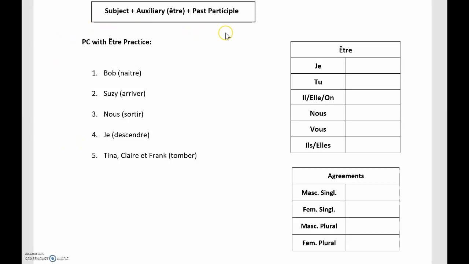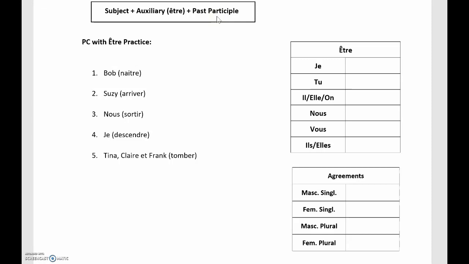Here I have my formula for the passé composé, just as a little reminder to myself that I need both an auxiliary and a past participle to have a properly formatted passé composé sentence. Here I have my être verb chart because, as you know, the verbs that we're dealing with now, when put into the passé composé, take être as their auxiliary, not avoir like we've been practicing with. And down here I have my agreements chart, just again as a little reminder to myself that depending on what the subject of my sentence is, I might need to add an agreement onto the end of my past participle.